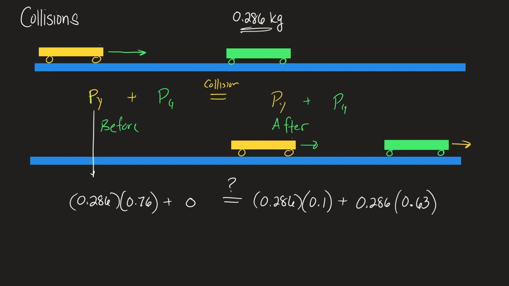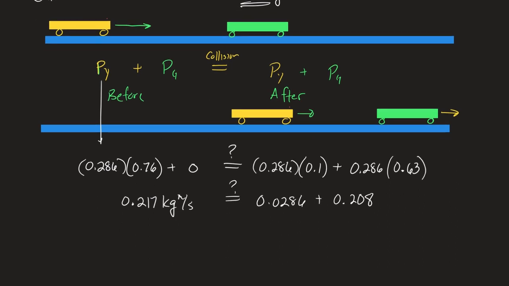All right, so what was the momentum of the system before? What's 0.286 times 0.76? 0.217. That's kilogram meters per second. We want to see if this is equal to what's on the other side, so I'll do this one, 0.0286. What's 0.286 times 0.63? 0.208. Okie doke. Oh, wait, no. That's not what I got for that.